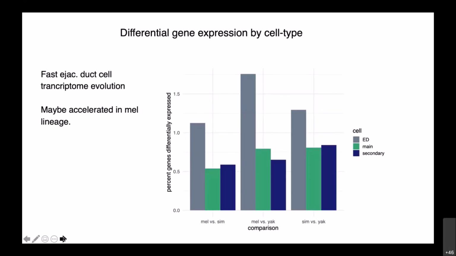The other thing I want to point out here is that, again, the Mel-Yak and Sim-Yak comparisons are the same timescale, but the ejaculatory duct divergence is quite a bit greater for the Mel-Yak comparison than the Sim-Yak comparison, consistent with accelerated transcriptome divergence in the melanogaster lineage specifically. So in our paper that we hope to publish in a relatively timely manner, I'll have more quantitative statistical analyses to present to you about these patterns, but I think they're fairly robust.